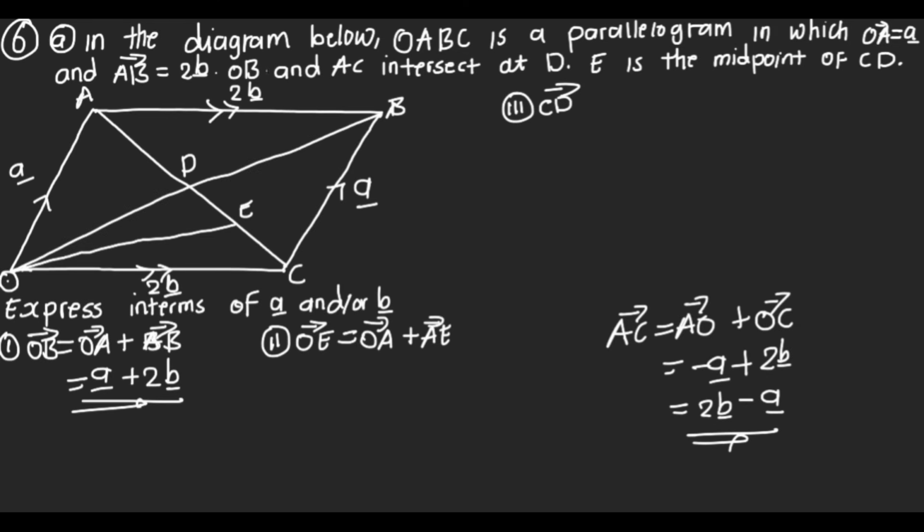Now let's look at this. We are told OB and AC intersect at D. Then E is the midpoint of CD. This means that the letter E is cutting CD into two equal parts. So here we have 1, also here we have 1.